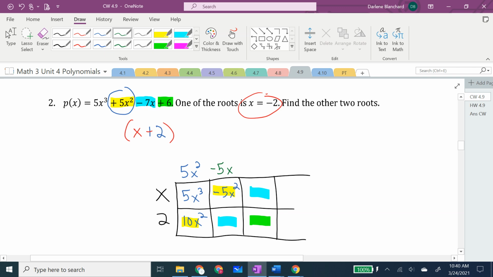And there's my 10-minute warning. Negative 5x times 2 gives me a negative 10x.